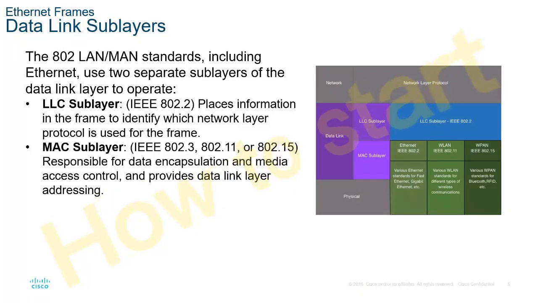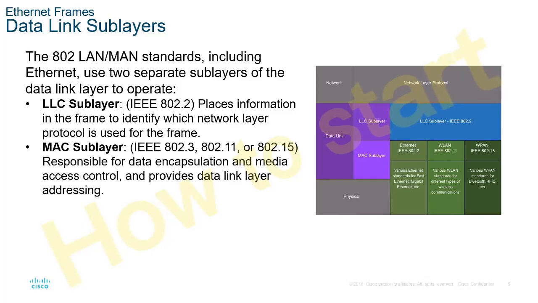Again, the LLC sublayer, the 802.2, places information in the frame to identify which network layer protocol is being used by the frame. Just like layer 2, it could be different network technologies. Layer 3 is the same way. We assume that it's going to be IP based. It doesn't have to be. Just like we assume layer 2 is going to be Ethernet based. Again, it doesn't have to be.